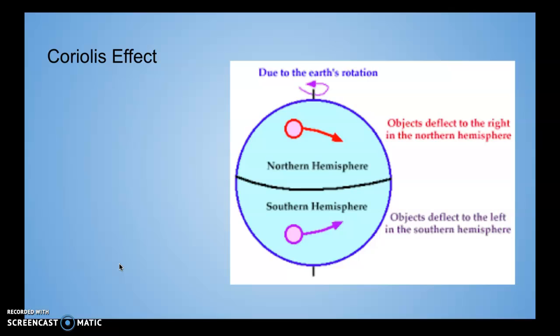Our northern hemisphere has a counterclockwise rotation in a low pressure zone, whereas in a high pressure zone in our northern hemisphere we'd have a clockwise rotation. And then just as different in the southern hemisphere, we'd have a clockwise rotation in a low pressure, whereas in a high pressure we'd have a counterclockwise rotation. So it affects how the wind moves.